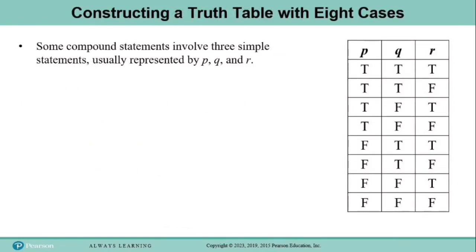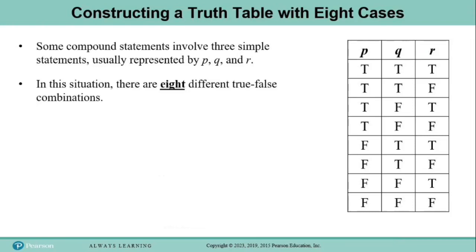Now, so far, every truth table we've looked at has only had two simple statements, and therefore it had four different cases. So we always had statement P and statement Q. But if we have three simple statements, then we're going to end up with a much bigger truth table. So in this situation, whenever you have three simple statements, they're usually labeled P, Q, and R, and there are going to be 8 different true-false combinations.